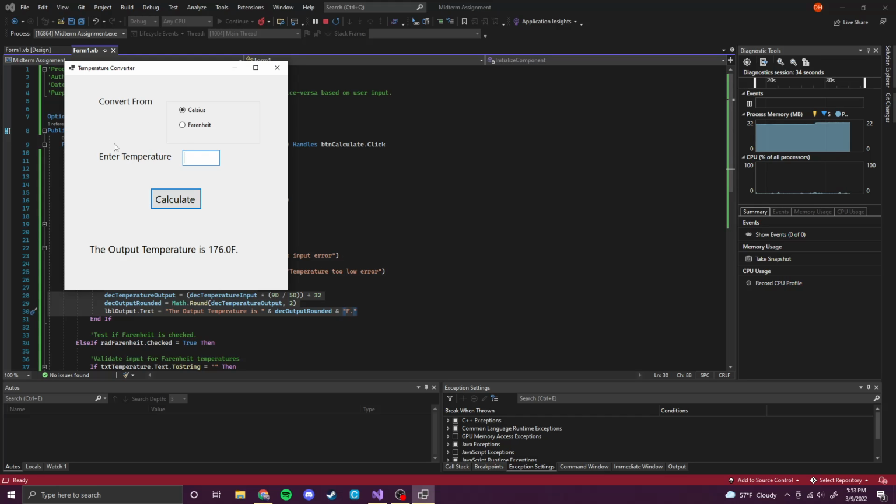Alright, now let me deal with some of those limits. The lower limit was negative 273 on Celsius, so let me do 274. And I get the message box here: temperature too low error, please input a temperature above negative 273. Let's try Fahrenheit, I believe it was 459.4. So let's try negative 460. Please input a temperature above negative 459.4 degrees Fahrenheit. So that's both of those handled.